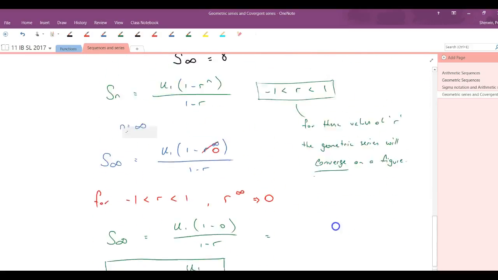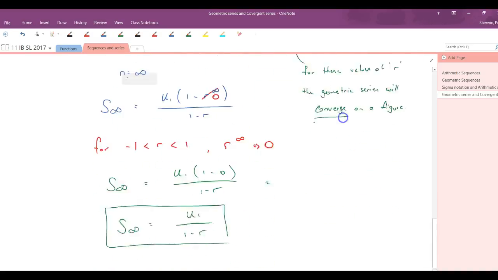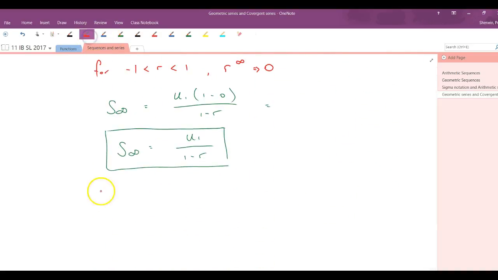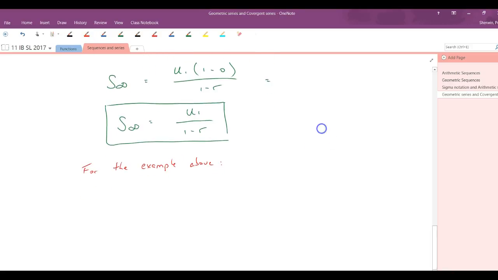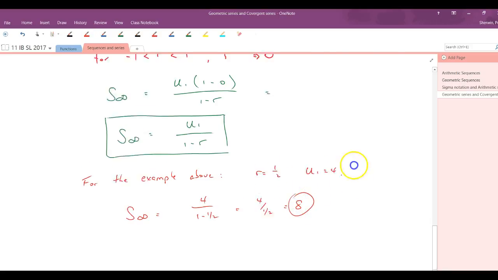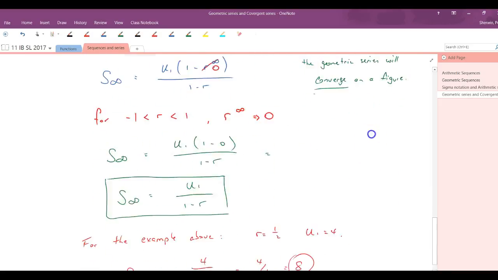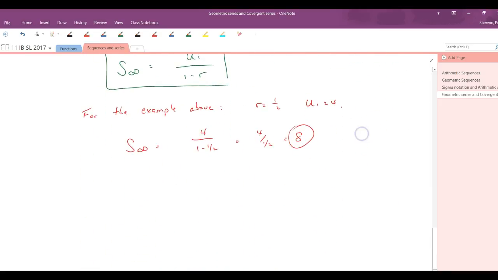4 plus 2 plus 1, we reckon it's 8. Is it right? Let's go back to the example above. We have r equal to 1/2 and u1 equal to 4. So S infinity equals 4 over 1 minus 1/2, which equals 4 over 1/2, which equals 8. So we've got 8 there, and that's what we figured. We're getting closer to 8. So that's the convergent sum, equal to 8.